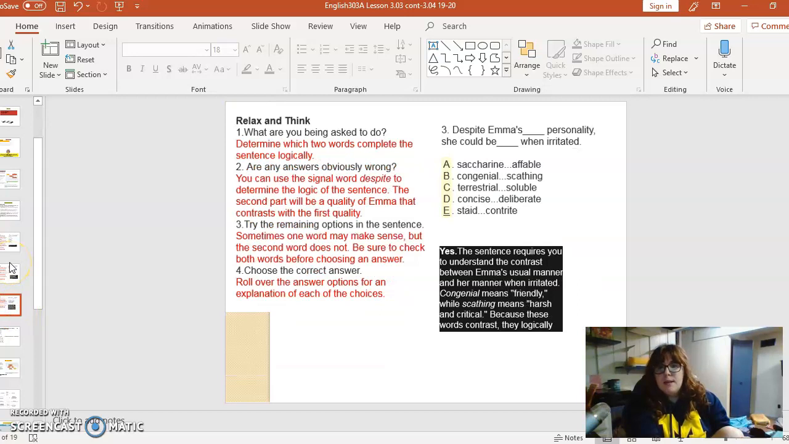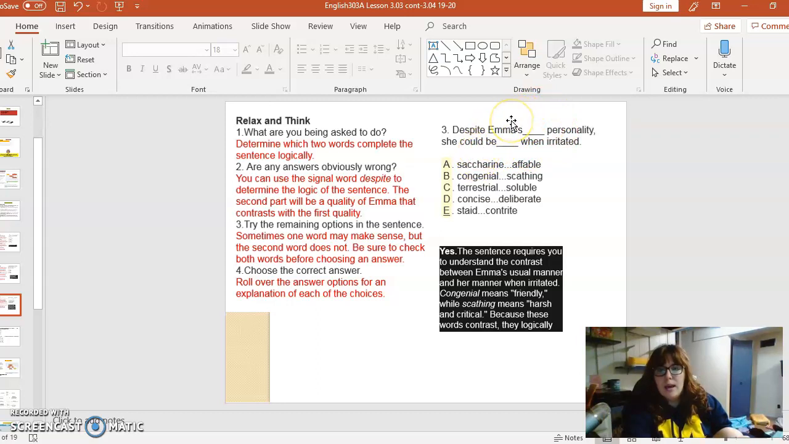Despite Emma's blank personality, she could be blank when irritated. So remember, we said to look for those keywords that tell you that they're going to be contrasting. So the word despite. So despite this personality, she could be this. So that should be two contrasting words here. And so you're going to look for the contrasting words, like I just said. And so it says when irritated, so that probably means that this one's going to be more negative, and this is going to be a more positive personality.